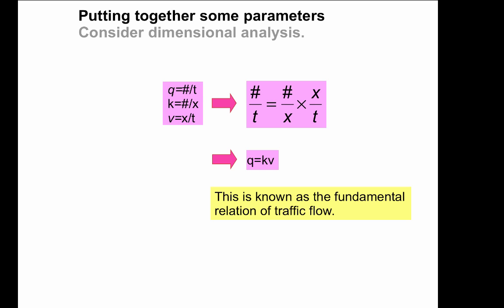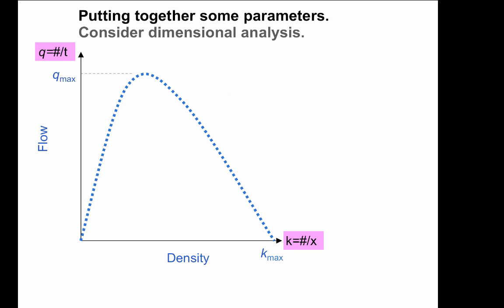But it is an important theory, and it's known as the fundamental relationship of traffic flow, or the fundamental traffic flow theory, that is the relationship between flow, density, and speed. So we're going to take a breath for a second and pat ourselves on the back for deriving this theory only using the dimensional analysis. But I want to show some graphical illustrations before we conclude.